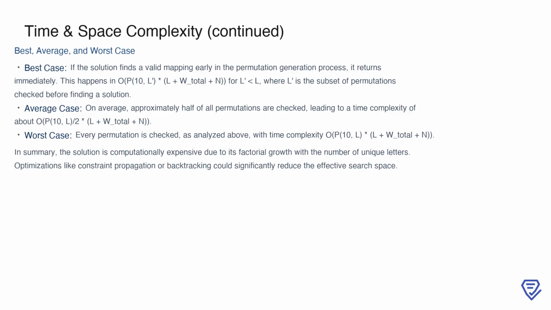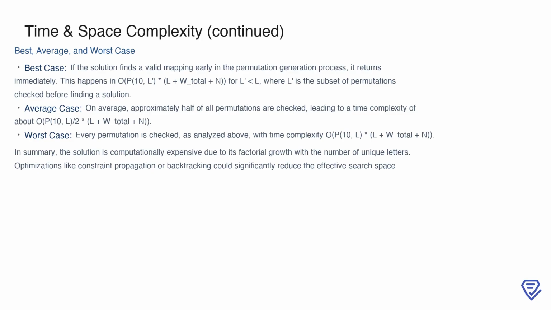On average, roughly half of all permutations are checked, leading to a time complexity of approximately P(10, L)/2 * (L + W_total + N). In the worst case, all permutations are explored, yielding the full factorial growth of O(P(10, L) * (L + W_total + N)). This factorial growth makes the solution computationally expensive as L increases.